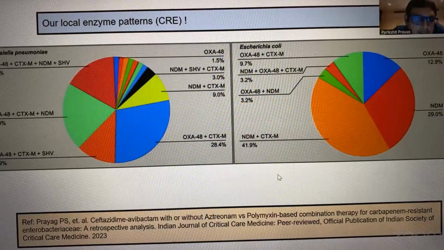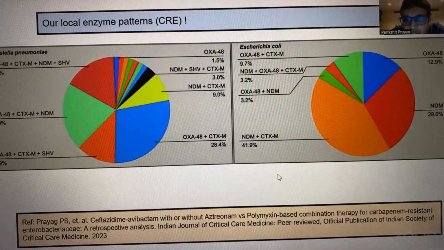Now, what about our own enzymology, if we can use that word? If you look at our Klebsiella, it is more of a multiple enzyme producer, which means that a lot of our isolates commonly produce 2 to 4 enzymes: CTX-M, NDM, OXA-48, as well as SHVs. We get this pattern quite a bit in our hospital, that all these 4 enzymes are produced.